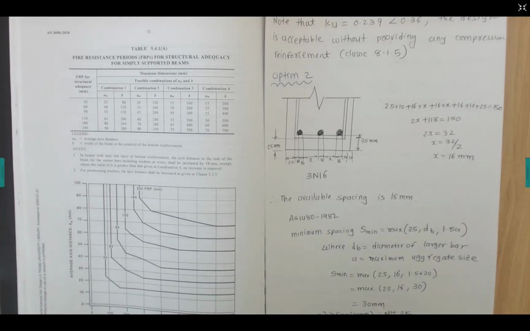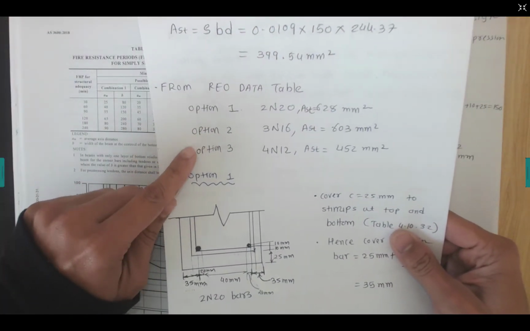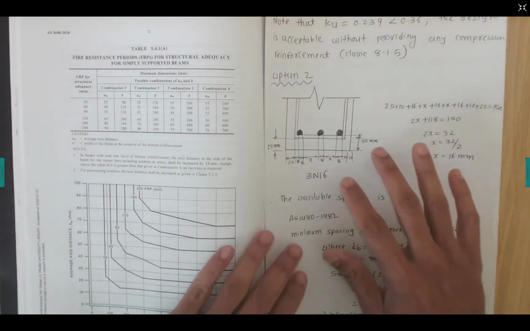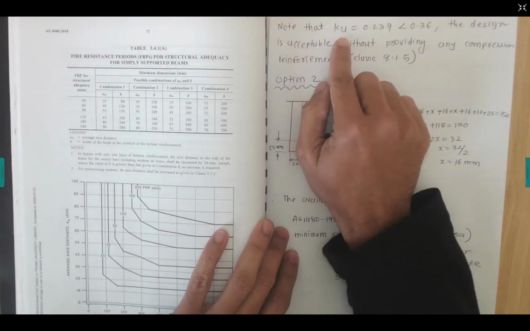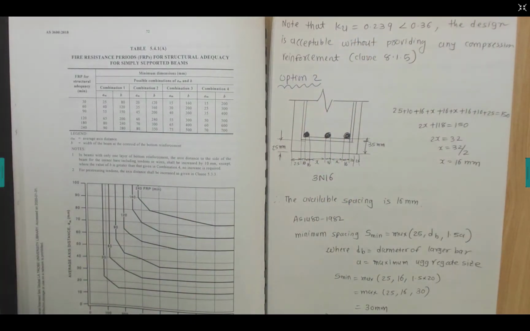Now, continuing from the previous video where we looked at option 1, the requirement of the reinforcement. We try option 1. Now we can check option 2 against the AS3600 requirement. Just a quick note for option 1: we found the Ku value was 0.239. I think I can just find where we calculated it for you.